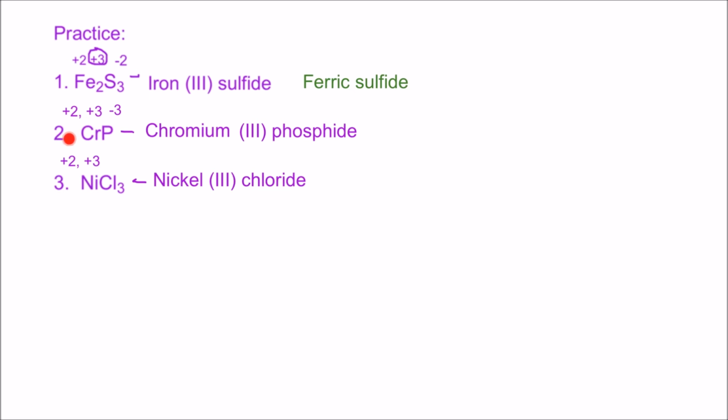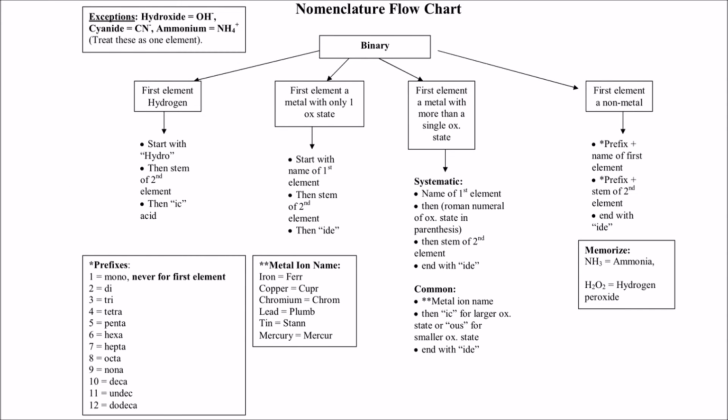Alright, let's do the second question here. Chromium, we need its ion name, and so we're going to say the stem for chromium, which is chrome. Okay, and then earlier we deduced that this was the +3 version of chromium, so that means we get to end with "ic". Then we're going to say the stem of the second element, which is phosp, and then we finish with IDE.